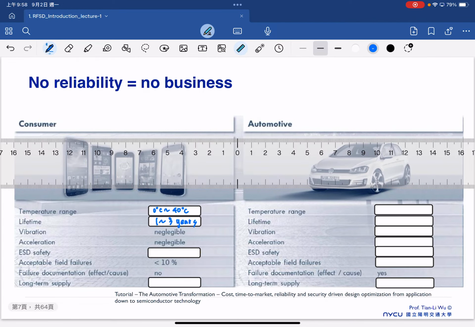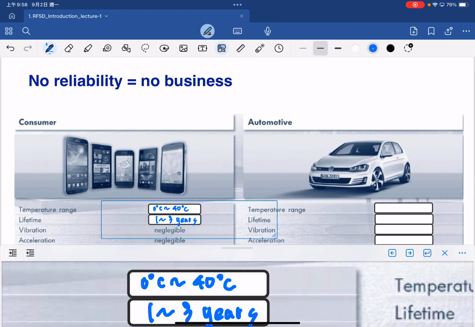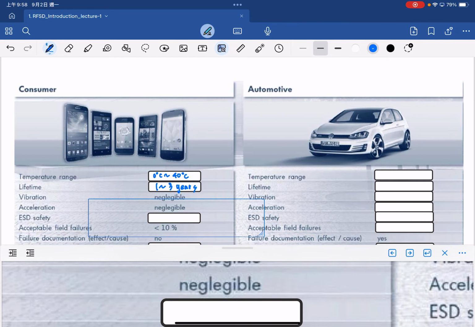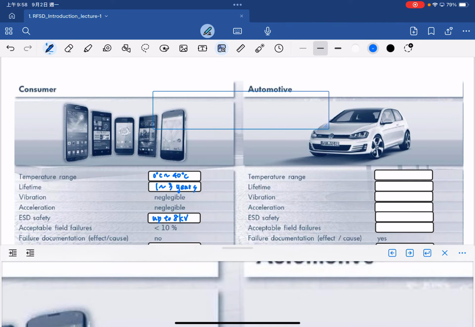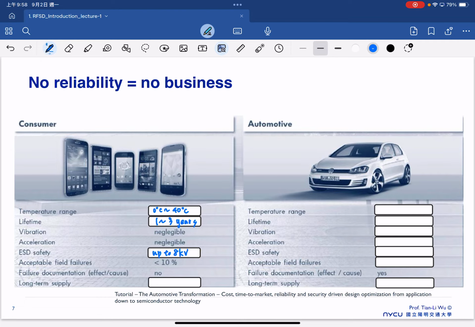Okay, so we don't have to consider vibration, there's no acceleration, and regarding ESD safety, it's up to A. We will also talk about ESD in this class later. Anyhow, every component has to be verified for ESD safety. In consumer electronics, it's up to 8 kV for ESD safety. And another is the acceptable failure value, which is around less than 10%.